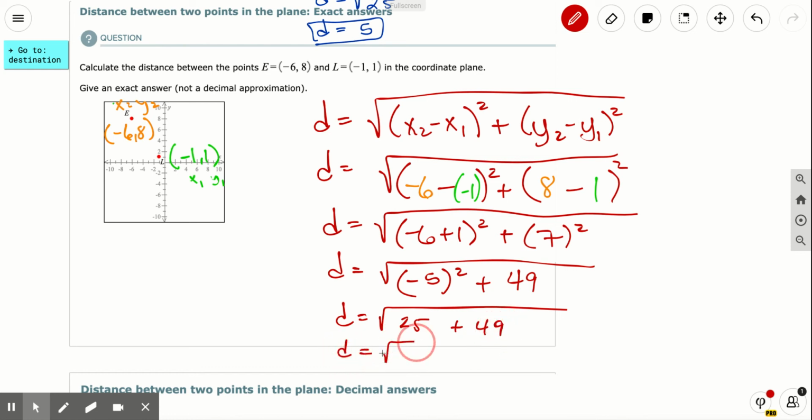D is equal to... I swear, I could do a million problems and I will always run out of room for my final answer. 25 plus 49 is 74. Yeah. And it says, give an exact answer.